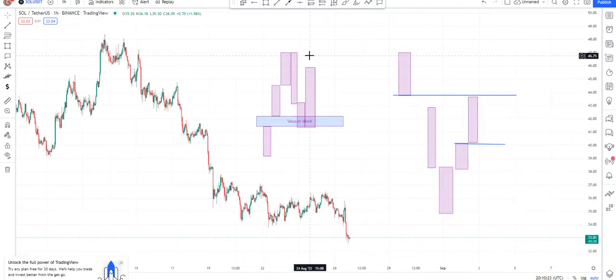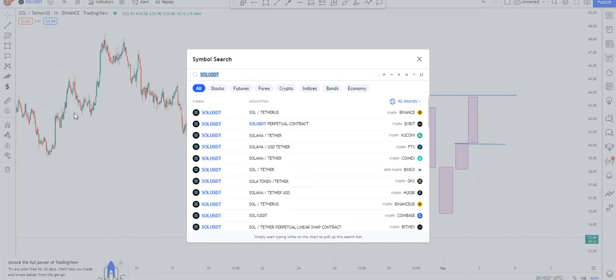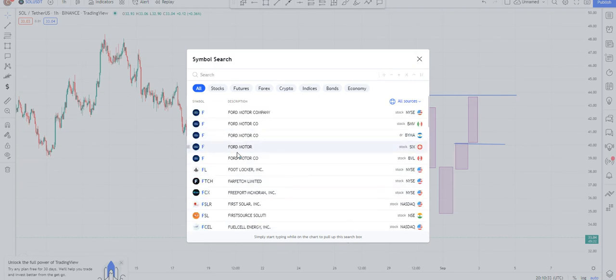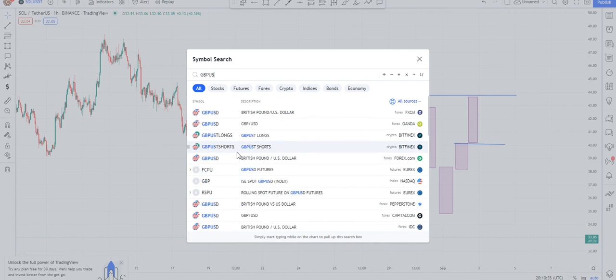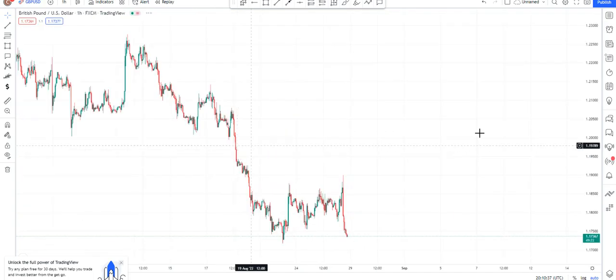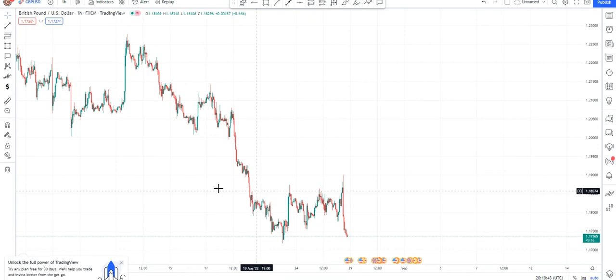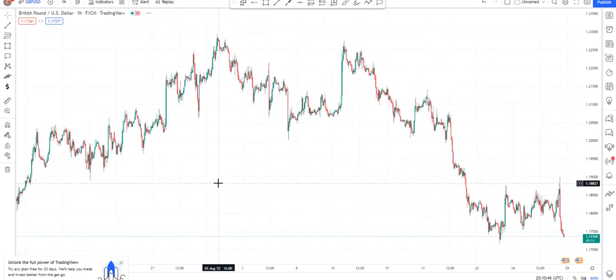Okay, this is crypto. I forgot I was even checking the crypto chart. Sorry, I was looking for the weekend. Let me just try GBP USD, for example. Today is Friday 26th, so that'll be on the 22nd or so.